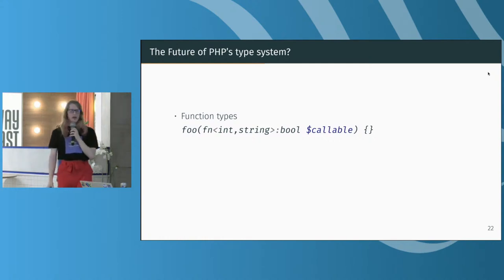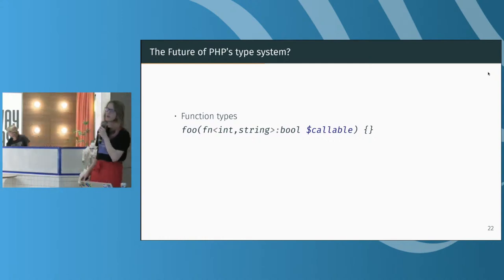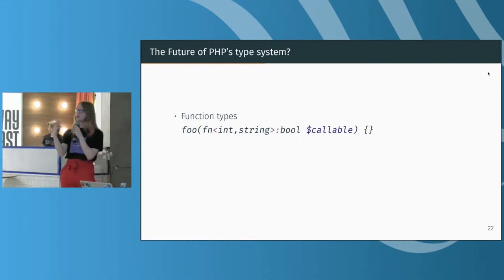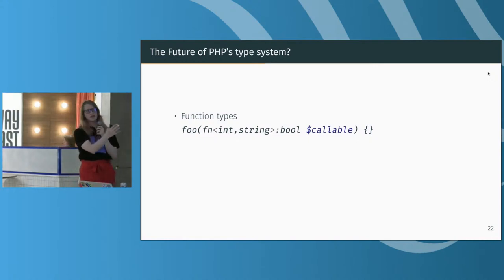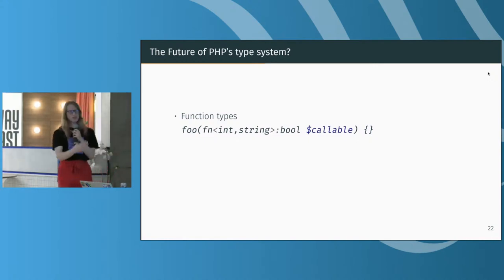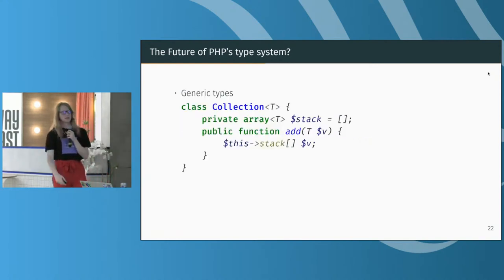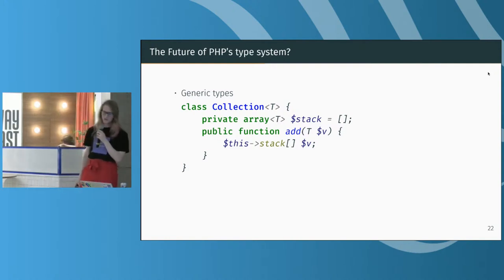So yeah, futures of PHP's type system. Maybe function types are an idea. So instead of just accepting a callable where you can't tell how many arguments it takes and what it returns, you would encode this as a function type. So this would be: I take two parameters, the first of type integer, the second of type string, and I return a Boolean. Generic types: I've been doing this talk for two years and we're still nowhere near.